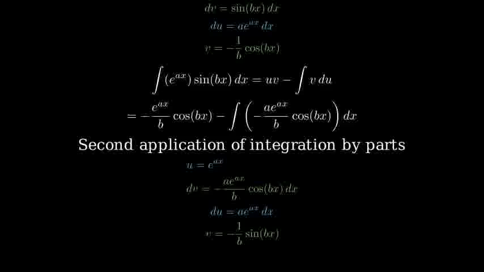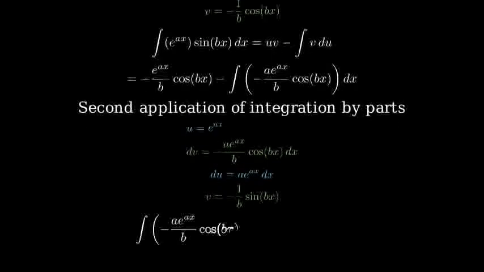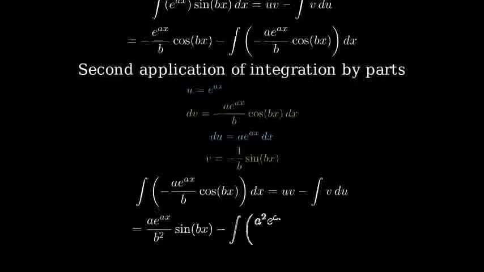Substituting again into the integration by parts formula, we have the integral of negative a e to the power of x over b times cos of bx dx equals u times v minus the integral of v du. This results in a times e to the power of x over b squared times sin of bx minus a squared times the integral of e to the power of x sin of bx over b squared dx.